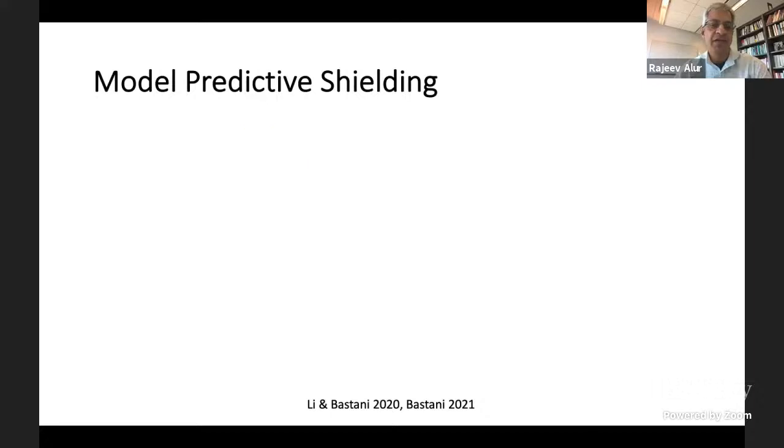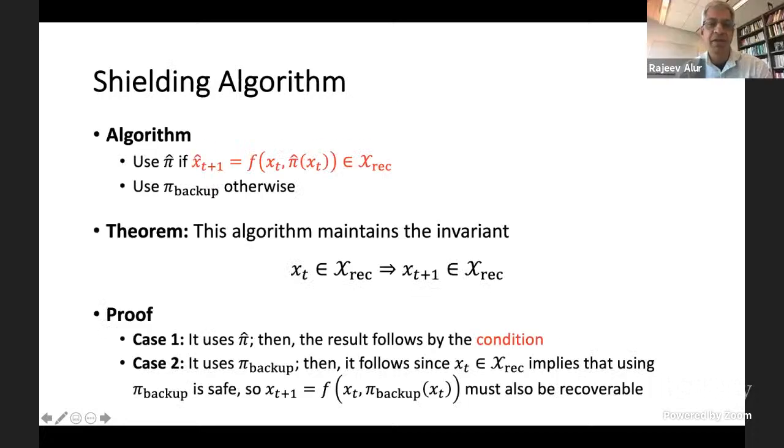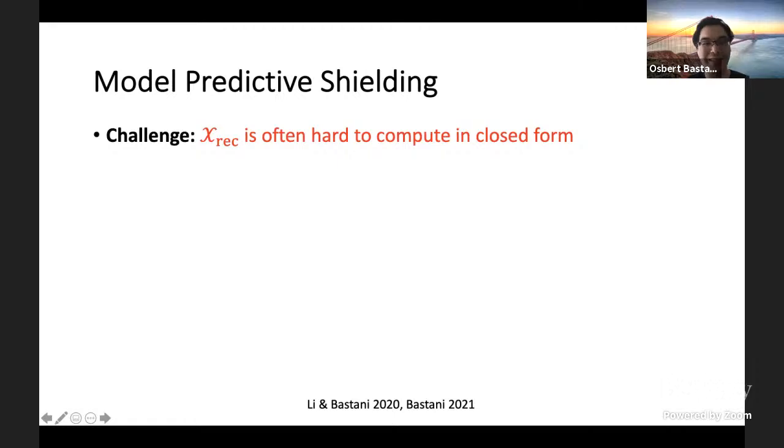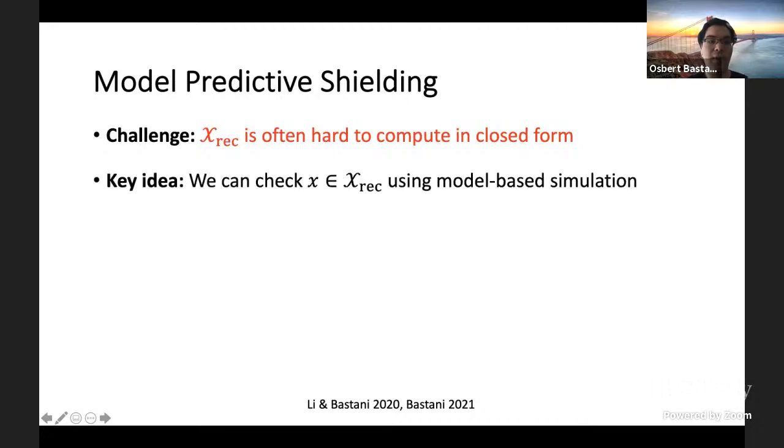Osbert, I have a question. Sure. How do you compute this set X recoverable? Yeah, I was just getting to that. The challenge here is that the recoverable set is often hard to compute in closed form. There's actually a really simple strategy, which is just using model-based simulation to check whether X is in the set.